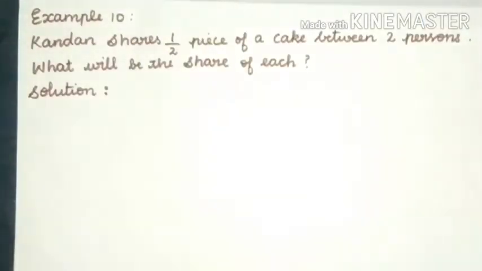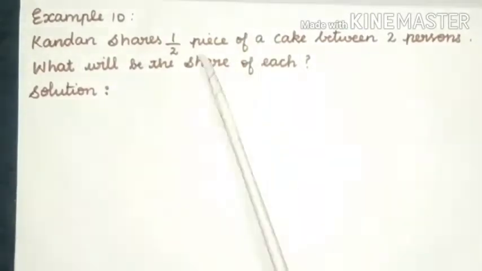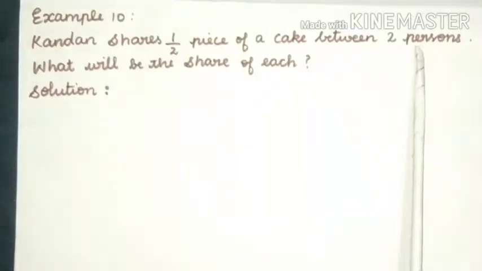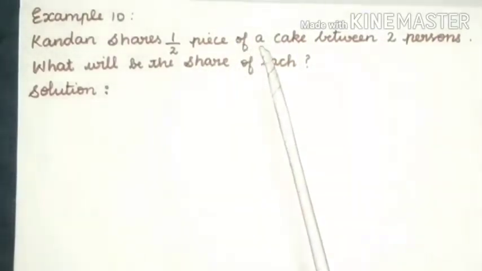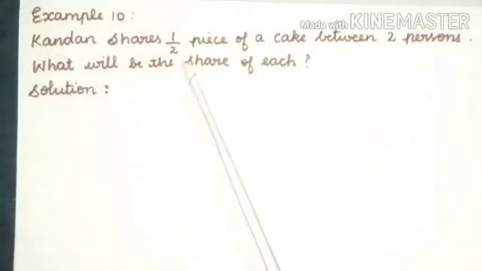Example 10. Kandan shares half piece of a cake between 2 persons. What will be the share of each? See, here the given question is Kandan shares half piece of a cake between 2 persons. You have to find the share of each person. For that you have to divide the given piece of cake by 2 persons. Listen carefully. He shared half a cake with 2 persons. That is half divided by 2.